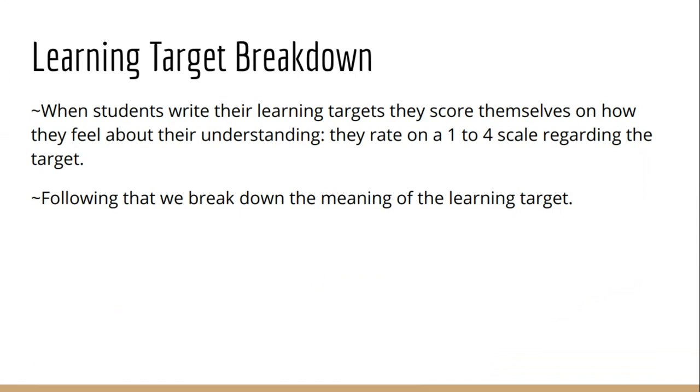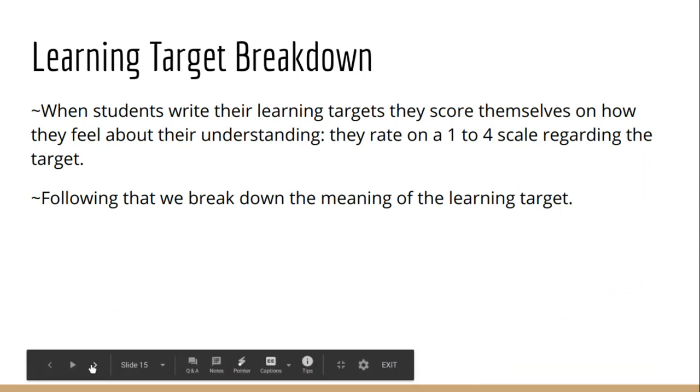So they write the learning target, and then we've started asking them to score themselves on how they feel about the understanding before we ever begin. So on a 1 to 4 scale, 1 that they don't understand at all, and 4 that they completely understand, they're going to rate themselves before we break down what that learning target means.